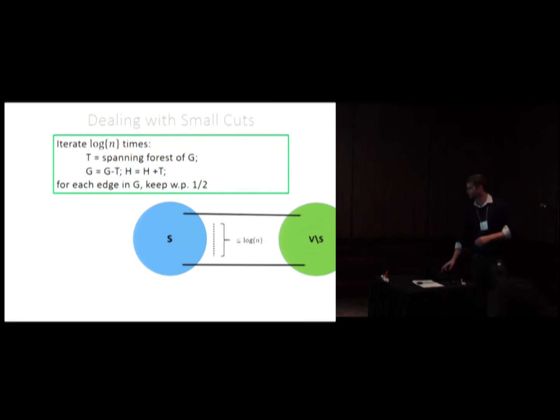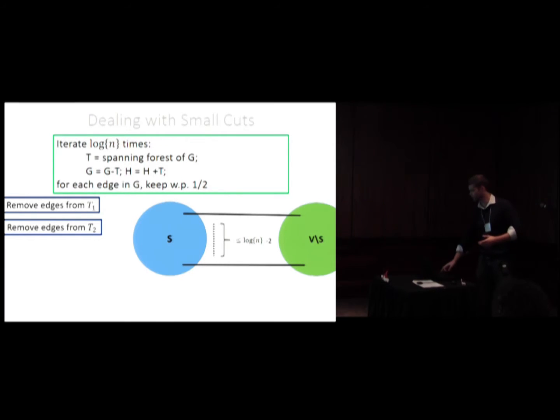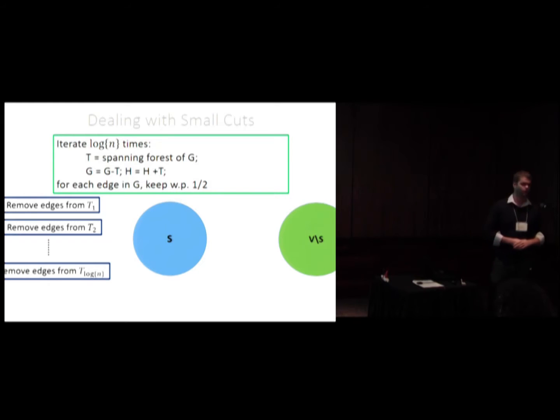And so how is this okay? Well, suppose we have a cut with at most log n edges. We look at the first tree, we remove all the edges. We should have removed at least one edge from this cut. This was a spanning tree, so if there was an edge crossing it, it should have been removed. There should have been at least one of them in this tree. We do this again for the second tree. We should have reduced the number of edges by at least 1. We repeat this log n times, and we've completely eliminated all the edges from the cut.